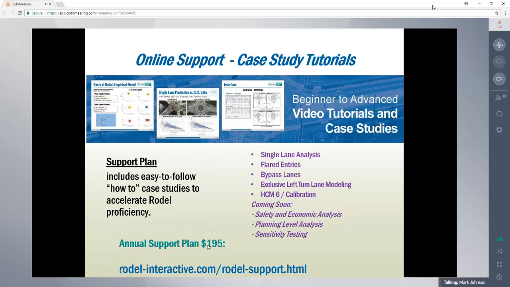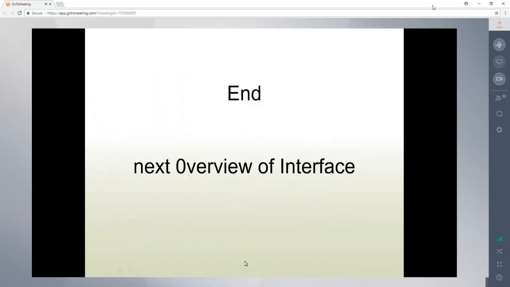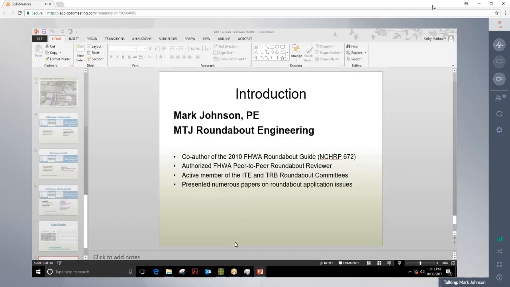The support plan provides an annual support plan to include updates, as well as access to case studies to go from single lane to flared entries, bypass lanes, exclusive left turn modeling, HCM 6 calibration, as well as a few others coming soon. So next we're going to do an overview of the interface.